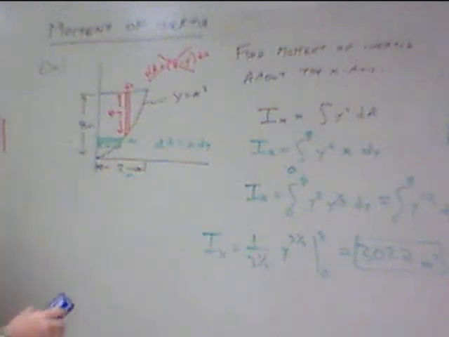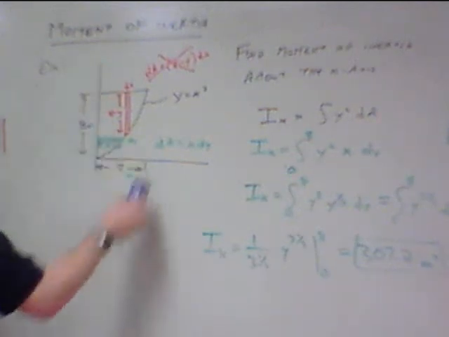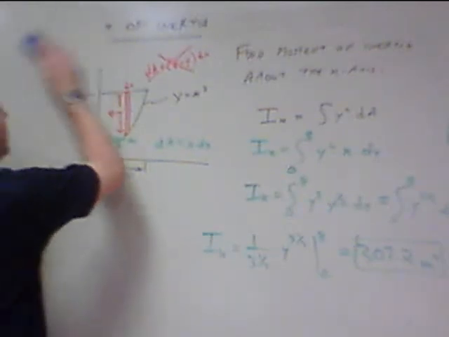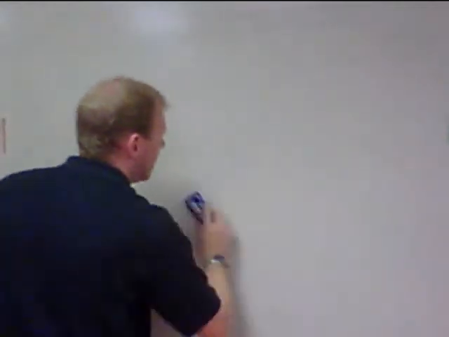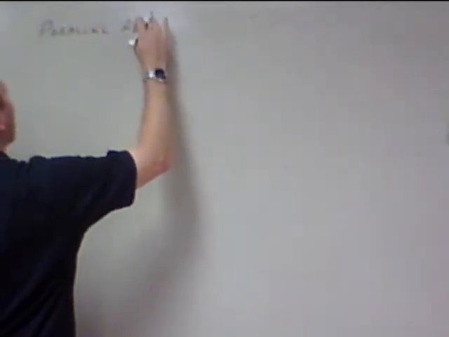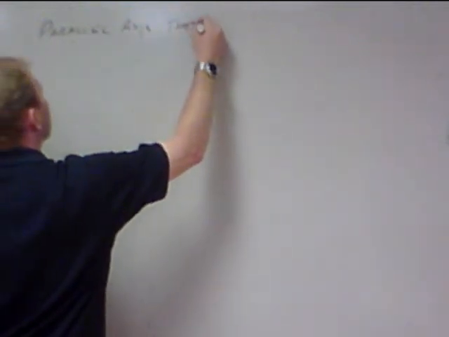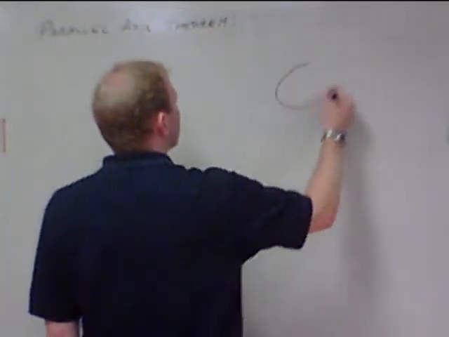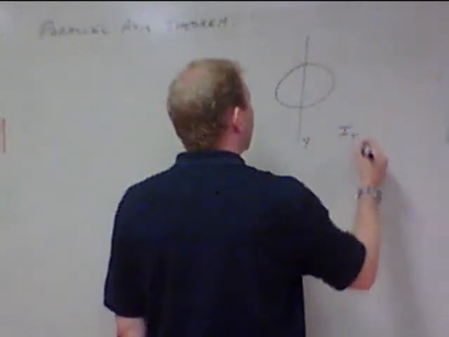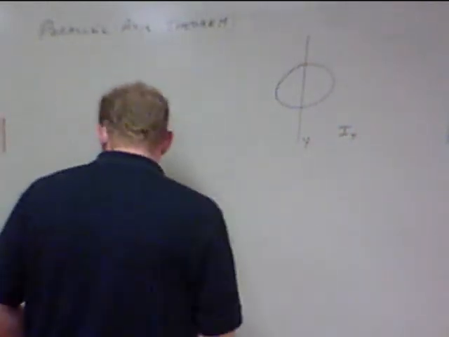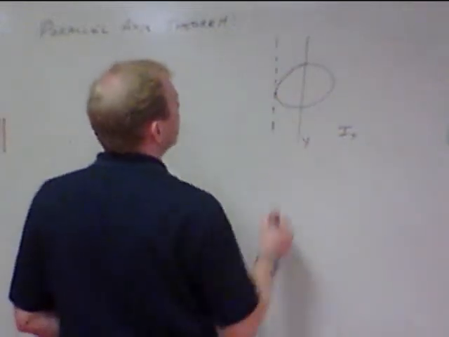Now, it oftentimes comes to be that we're not looking for moment of inertia about one of our axes. We're looking for moment of inertia someplace else. There is a way to deal with that, and that is called the parallel axis theorem. Say we have a circular object, and we know its moment of inertia right through the middle. So this will be y, we know Iy. Now, what happens if we want to find the moment of inertia about one of its edges?